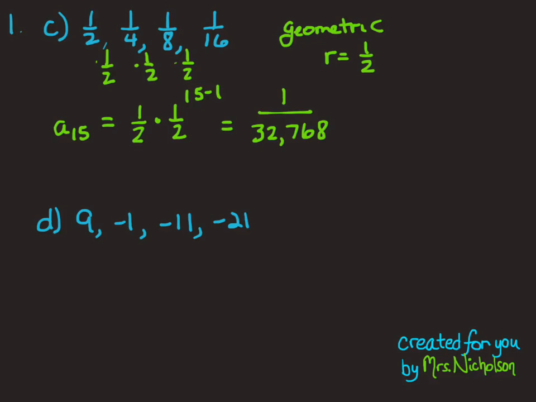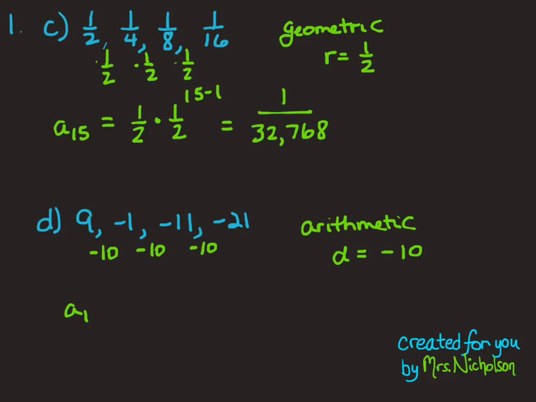Last sequence here, 9, -1, -11, -21. It looks like here that we are subtracting 10 each time, which we are. But we're going to think about that as adding -10 each time. And so this is an arithmetic sequence. And the common difference is -10.